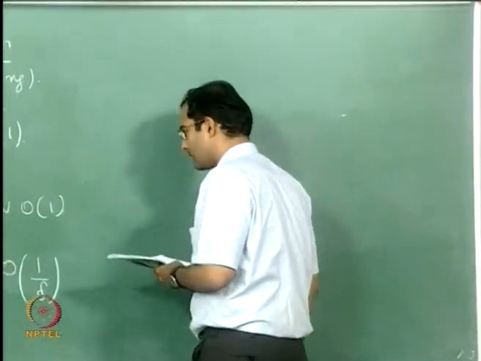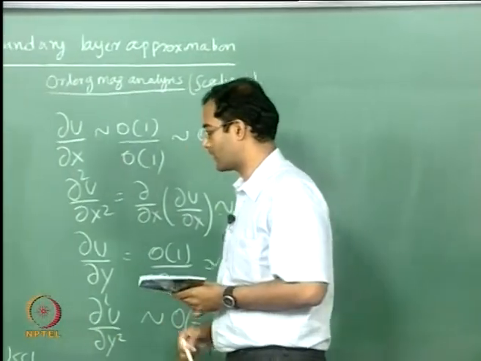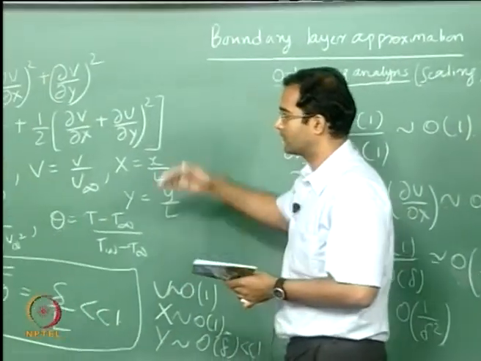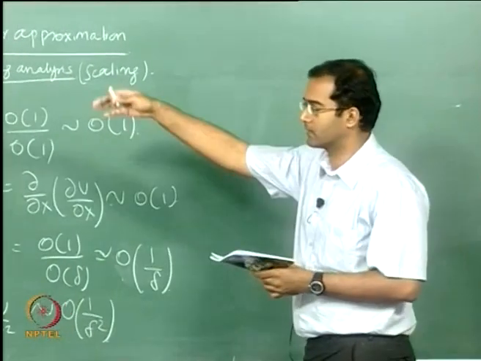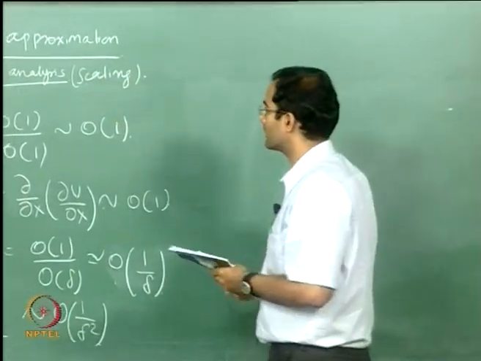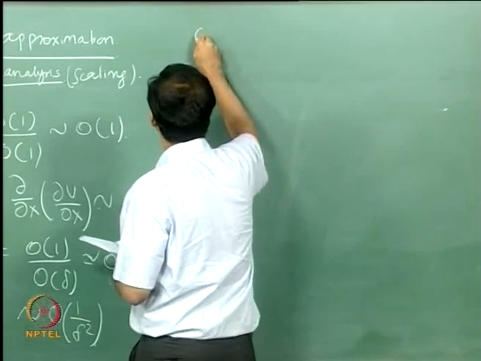Now we will have to decide what is the order of magnitude of the v velocity. That we cannot directly hypothesize, so we have to use the continuity equation.